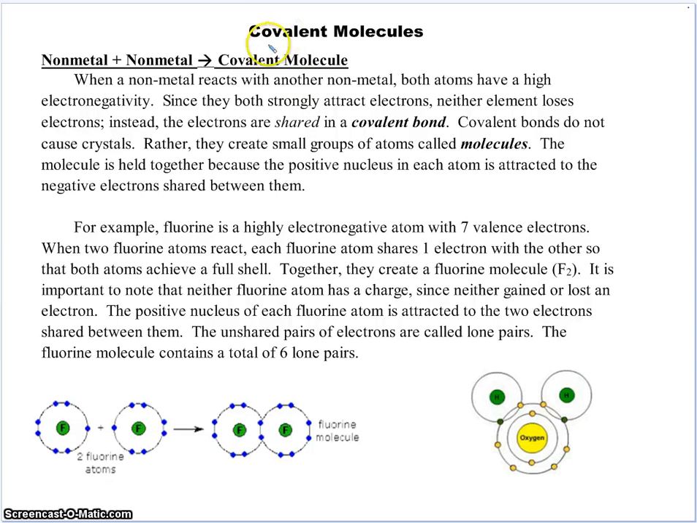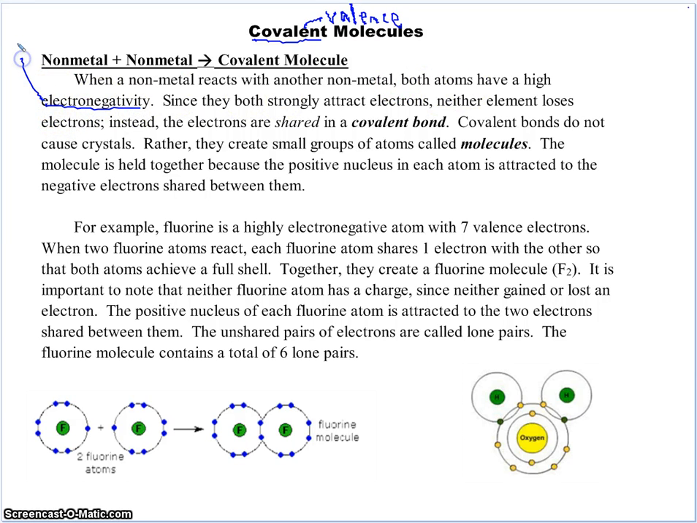Covalent molecules. Alright, I already did ionic, now I'm doing covalent. Valent kind of sounds like valence. Nonmetal and a nonmetal. Covalent molecule. Okay, I know what nonmetals are. When a nonmetal reacts to another nonmetal, both atoms have high electronegativity.